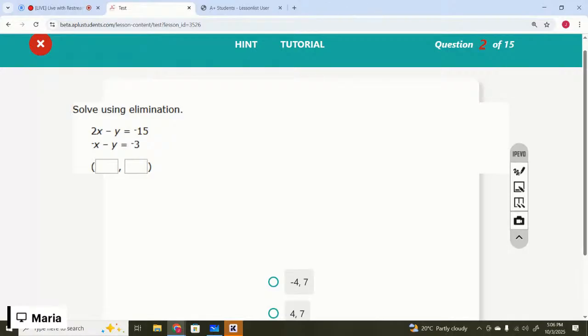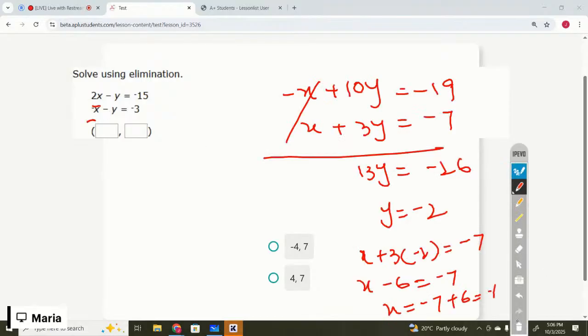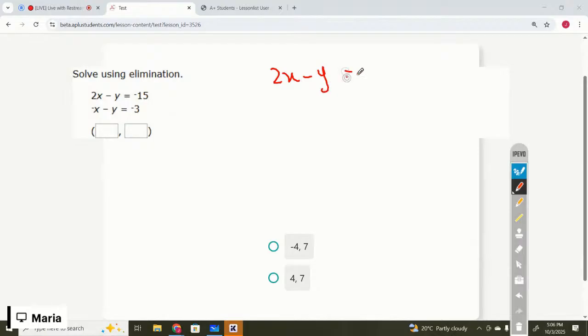2x minus y equals negative 15 and negative x minus y equals negative 3. So when we subtract both the equations, we can cancel out the variable y. So let's just subtract both the equations to eliminate the variable y. Negative x minus y equals negative 3. Plus and plus because we are subtracting. So when we are subtracting, all these signs are changed.